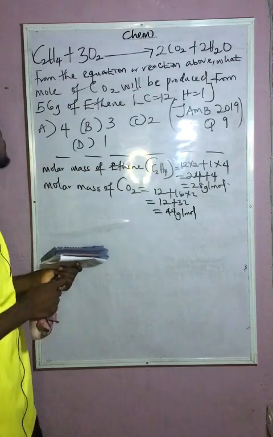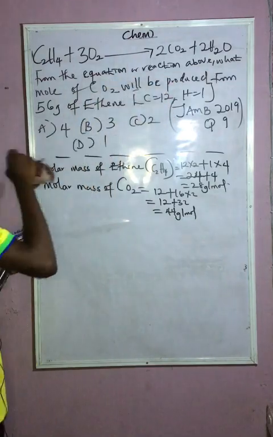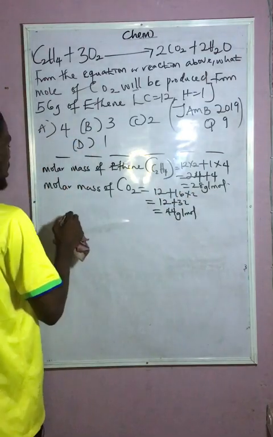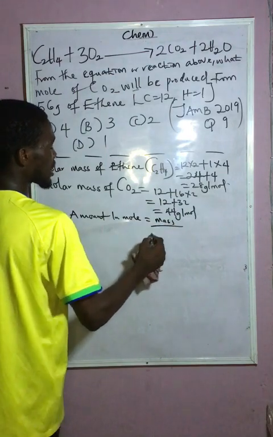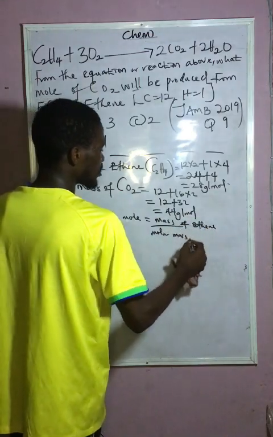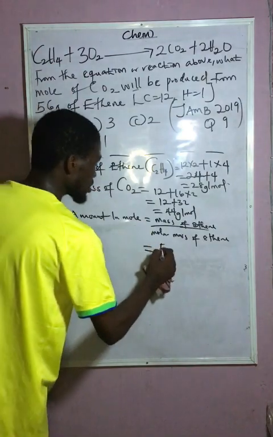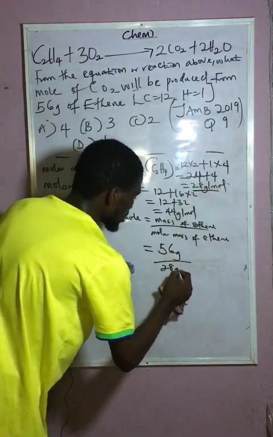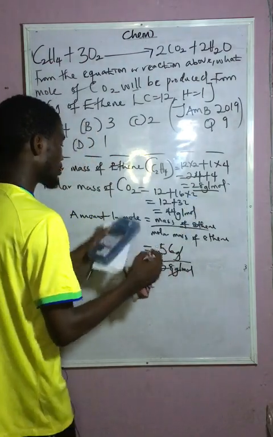And from the question, they said from the equation or reaction above, what mole of CO2 will be produced from this 56 grams? So the first thing we are going to do is that we are given the mass of ethane already, and the molar mass of ethane is what class? 28. So you say amount in mole. As usual, we have mass over what class? Molar mass. So mass of ethane, molar mass of ethane. What is our mass of ethane? 56 gram. Molar mass of ethane is 28 gram per mole. So this we cancel. So let's see, 56 divided by 28, we have 2.